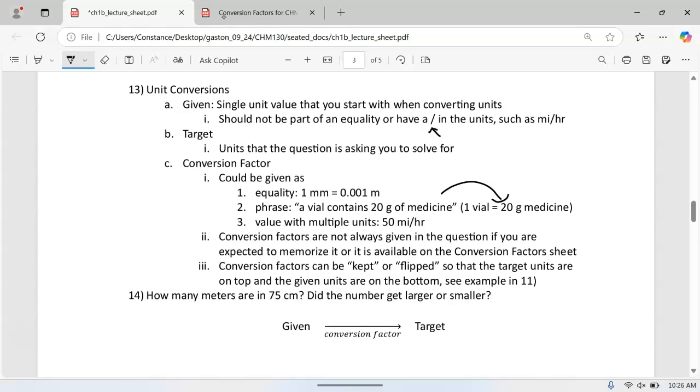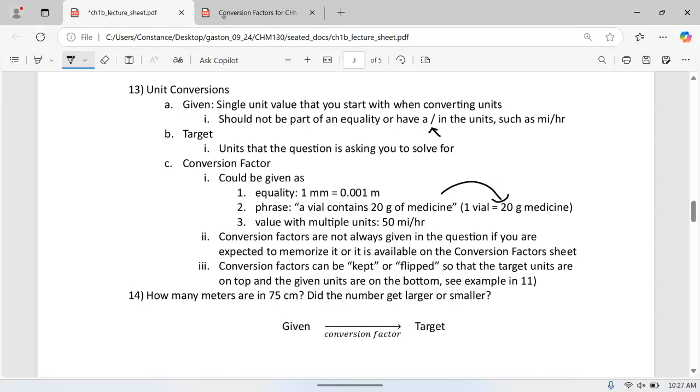And then it could be displayed as a single number with multiple units. So 50 miles per hour or 5 grams per milliliter, especially when we look at density. Density, speed, those are conversion factors. The conversion factor doesn't always have to be given to you in the question. If it's an equality or one of those metric prefixes that you're expected to memorize, or if it's on that conversion factor sheet that you can use, then it may not be given in the question.